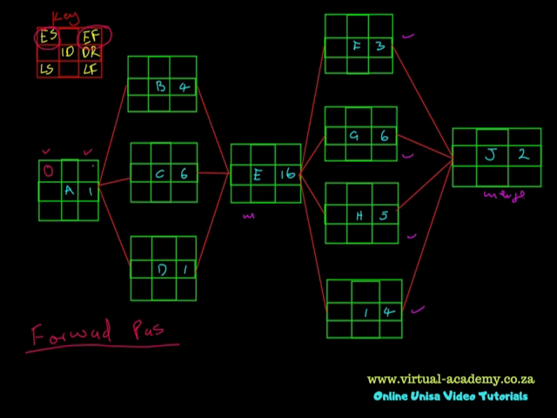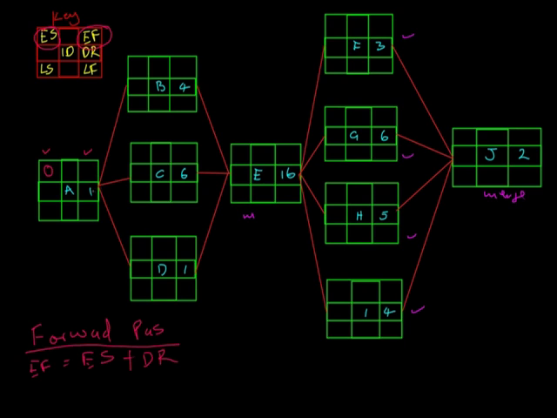How do we find the early finish? The early finish is equal to the early start plus the duration when we are doing the forward pass. So therefore, here our early finish is equal to 1, which is the duration, plus the early start. So we have our early finish as 1. We go on to the next activity.